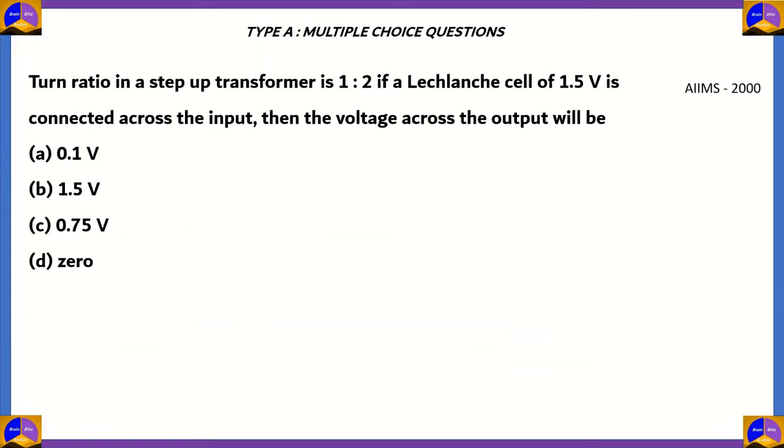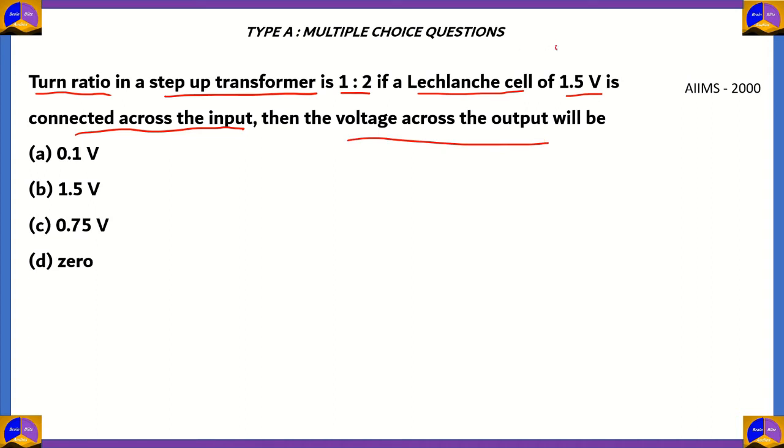Let's look at this question. The turn ratio in a step-up transformer is 1:2. If a Leclanche cell of 1.5 volts is connected across the input, then find the voltage across the output.